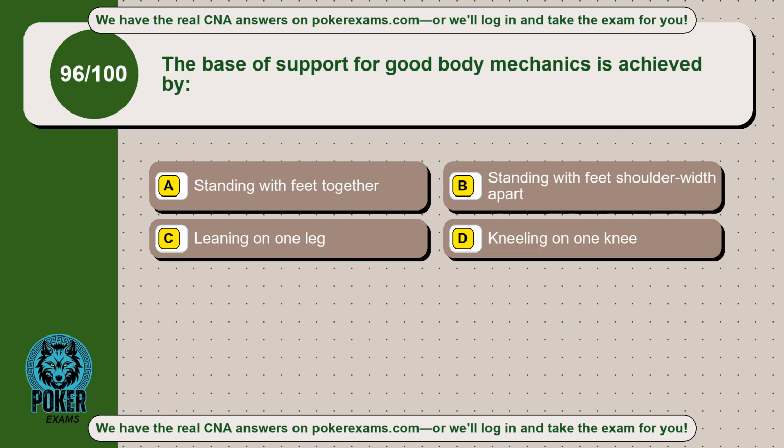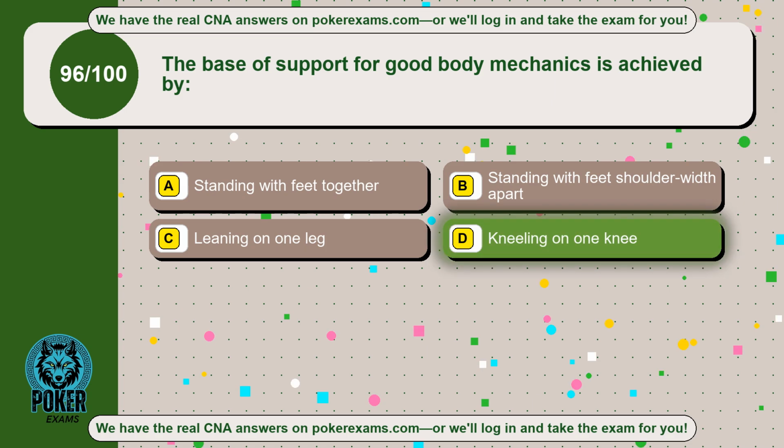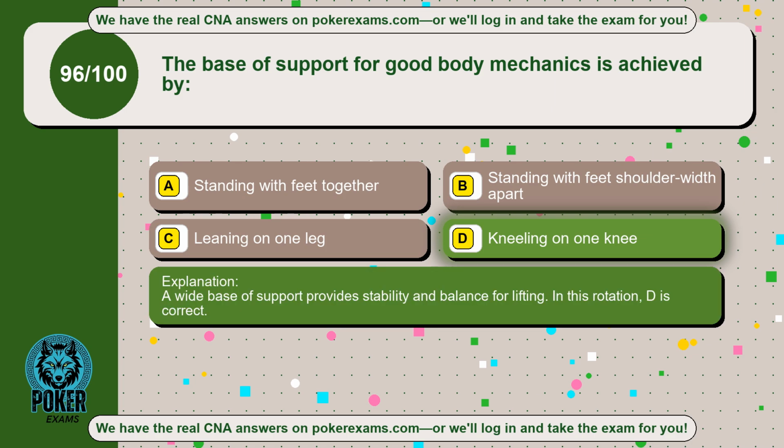Question 96. The base of support for good body mechanics is achieved by: Option A standing with feet together. Option B standing with feet shoulder width apart. Option C leaning on one leg. Option D kneeling on one knee. The correct answer is option D. Kneeling on one knee. A wide base of support provides stability and balance for lifting. In this rotation, D is correct.